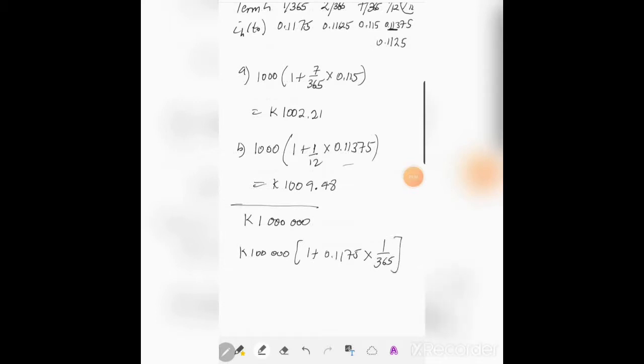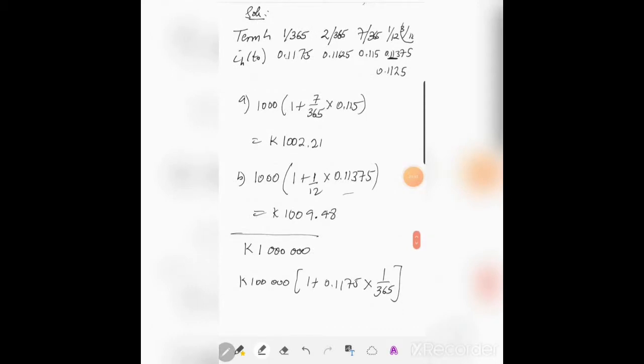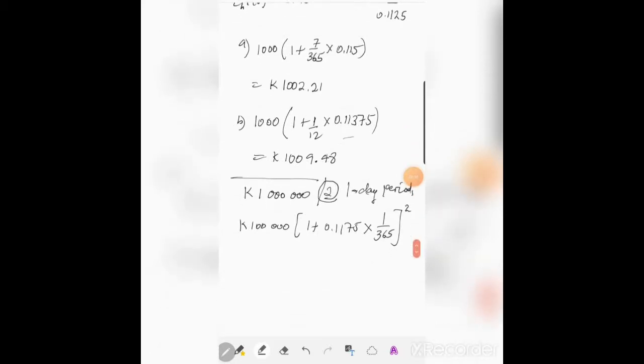Okay, so here we're talking about, if you have 1 million for 2 consecutive 1 day periods. Here we're talking about what? Two successive 1 day periods. So here the key is 2 successive, so you have to square this. So this will give us 1,644,000 kwacha.